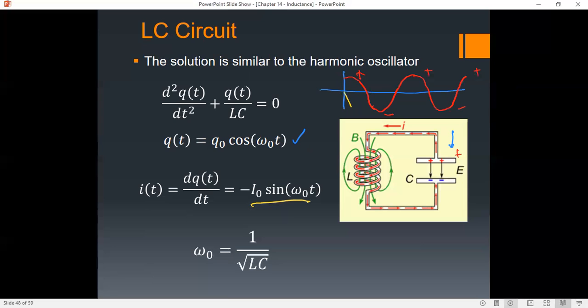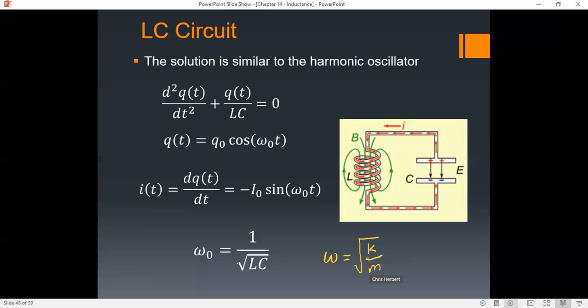I'm not sure I'm doing such a good job showing this, but you can see the current is building and decaying sort of 90 degrees out of phase with what the charge is doing, okay? Now, just like we did with the harmonic oscillator, where omega was equal to the square root of the spring constant divided by the mass, we are going to come up with a similar relationship, but L and C were in a slightly different position.